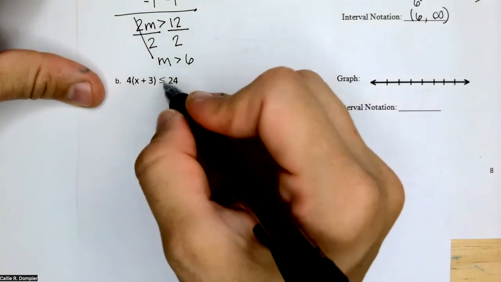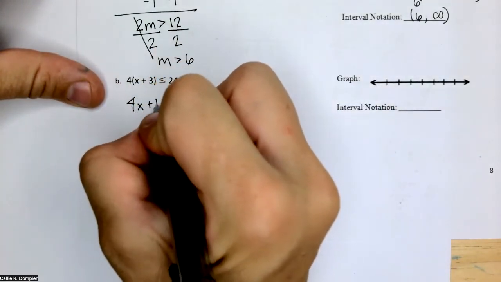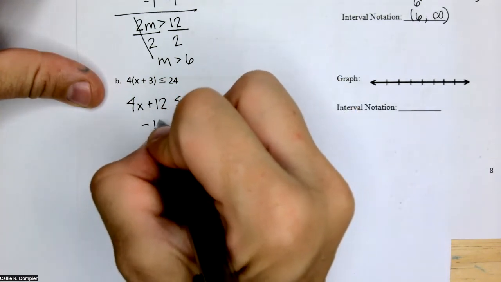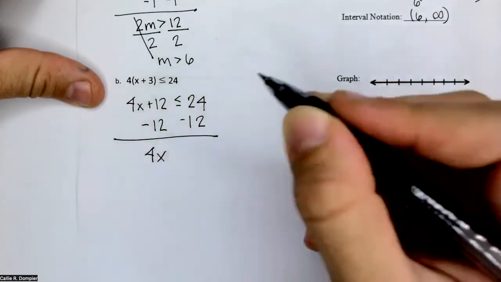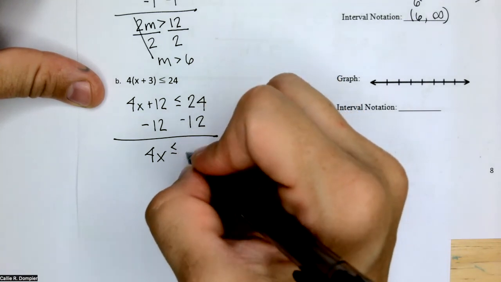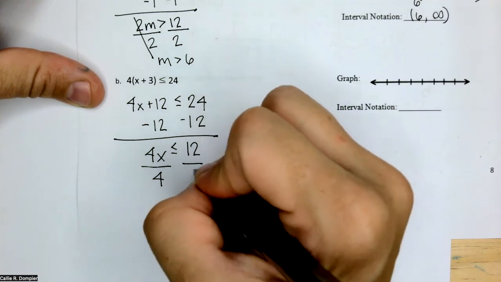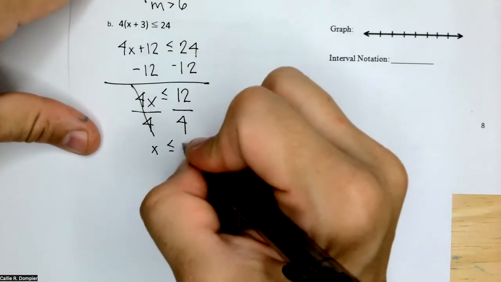Four times x plus 3 is less than or equal to 24, becomes 4x plus 12, less than or equal to 24. I'm going to subtract 12. 4x less than or equal to 12. Don't worry that we're not dividing, so you don't need to change the signs. Divide by 4, divide by 4. X is less than or equal to 3.